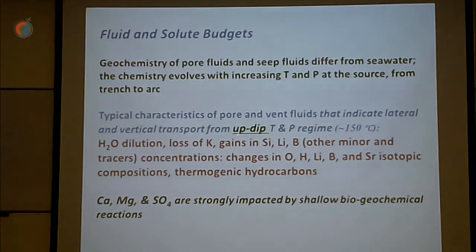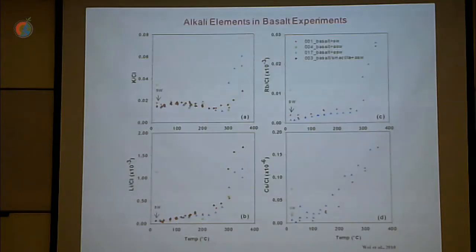And that is the up-deep fluid. Next. When we look at the up-deep fluid, we are trying to interpret from where they are coming up deep. We are also using some experimental data. I'm just giving you some examples. You see experimental data of alkali basalt and seawater. You see all the alkalis with temperature up to 350 degrees centigrade.